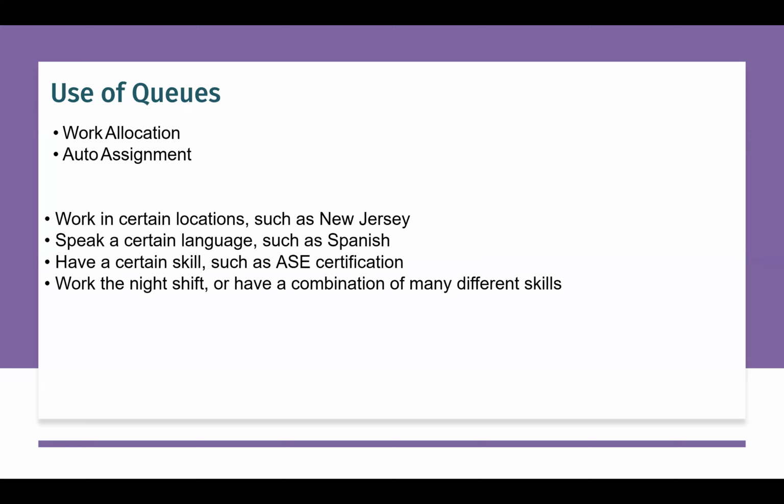Again, we can use these queues for work allocation, which can be manual assignment or auto assignment. Let's say these are some examples where we can apply queues. We have different locations, and for each location we can define a queue. We have different languages, and for each language we can define a queue. And we have different skill sets, so based on the skill sets also we can define queues, or we can even do a combination of all these matching conditions.